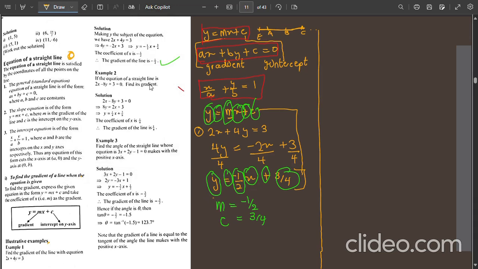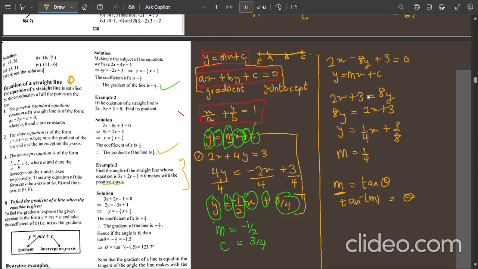If the equation of the line is this, find the gradient. So we've been given another equation here. The equation is 2x minus 8y plus 3 is equal to 0.